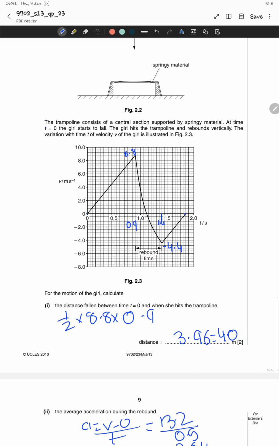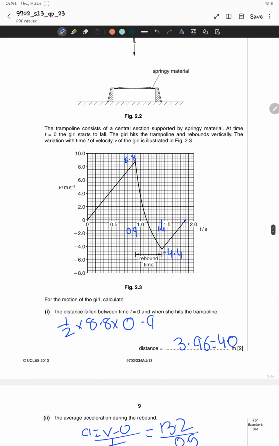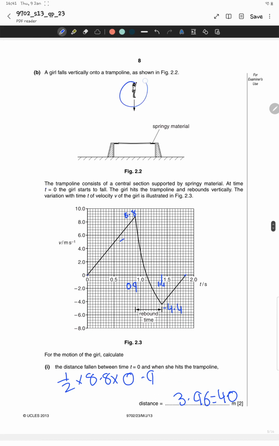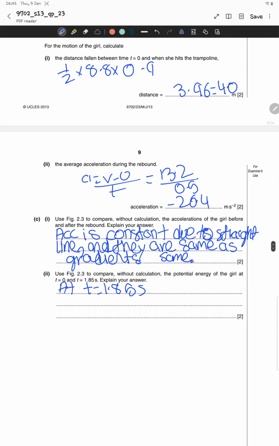So obviously, because potential energy depends upon the height. And the height that she fell from the top to here is given by the area under the graph. And then the height she rebounded is given by this, right? So this is obviously a lot smaller than this, which means that she will have a lot less potential energy at t equals 1.85.